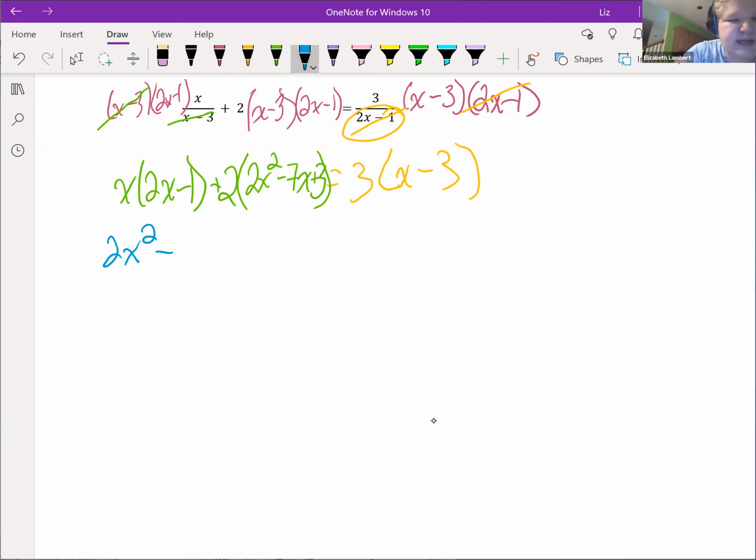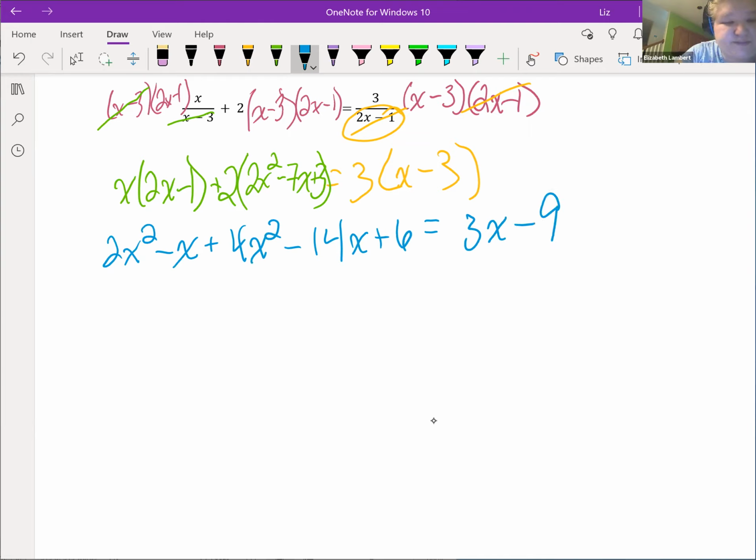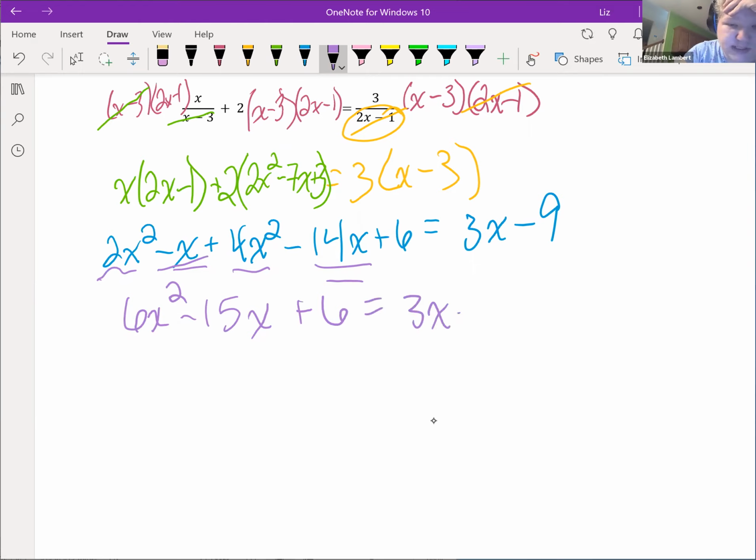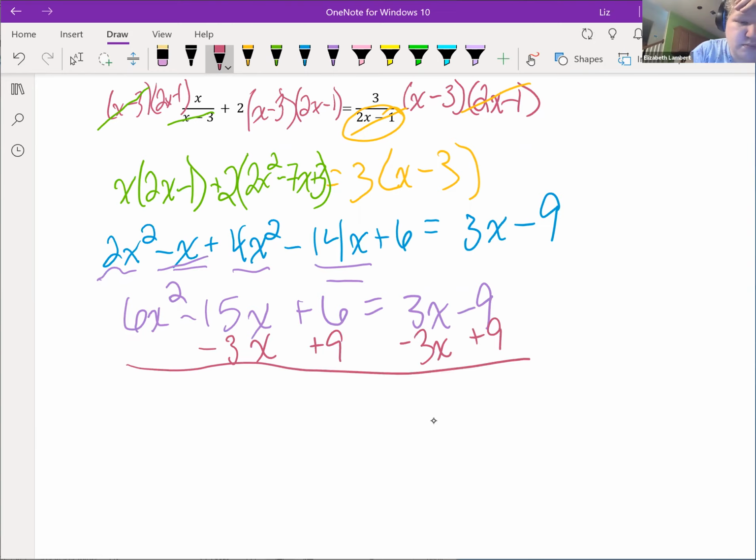So 2x squareds minus x plus 4x squareds minus 14x's plus 6 is 3x's minus 9. All right, there's so much going on here. I'm going to combine like terms, then I'll move the stuff over. So 2x squared plus 4x squared is a whopping 6x squared. Then a negative x minus 14x is minus 15x's plus 6 equals 3x minus 9. Oh, well, I'll move stuff over. So we have 6x squared minus 18x's plus 15 equal to 0.